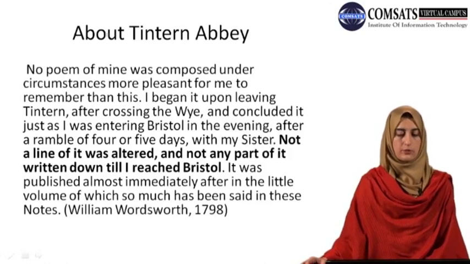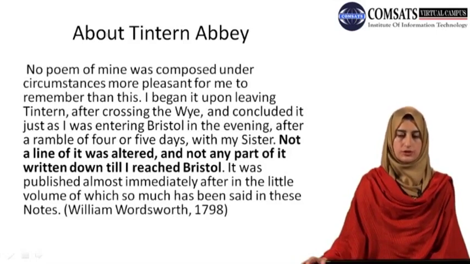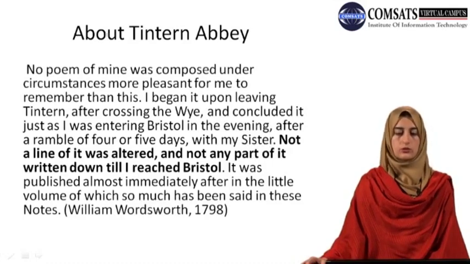Wordsworth mentions some very important things here. He says that he started composing the poem immediately after he left this place called Tintern. Abbey is a church, a small church. So the poem is named after this small church and the place called Tintern, although Wordsworth does not talk about the Abbey in the poem. He does talk about the Wye, which is the river that crosses those woods.